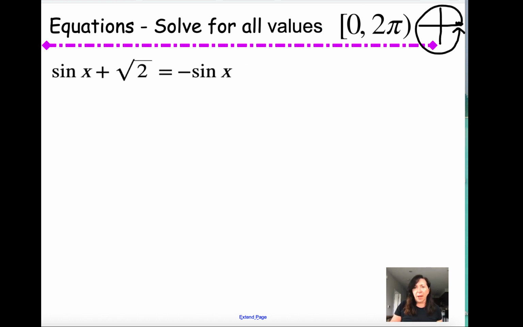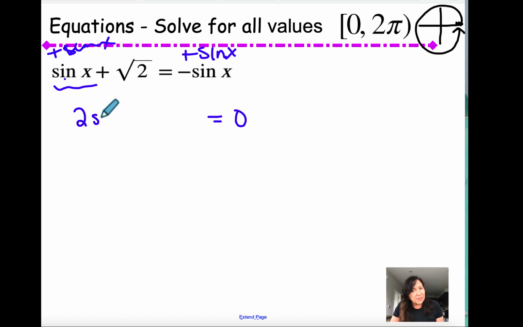So in this problem, I'm going to start off. I see this sine of x over here. I'm going to move it to be over with this sine of x. So I'm going to add sine of x on both sides, okay? Which means that on the right side, I do have 0 now. And I've got sine of x plus sine of x makes 2 sine x. And then I've got plus the square root of 2 equals 0.